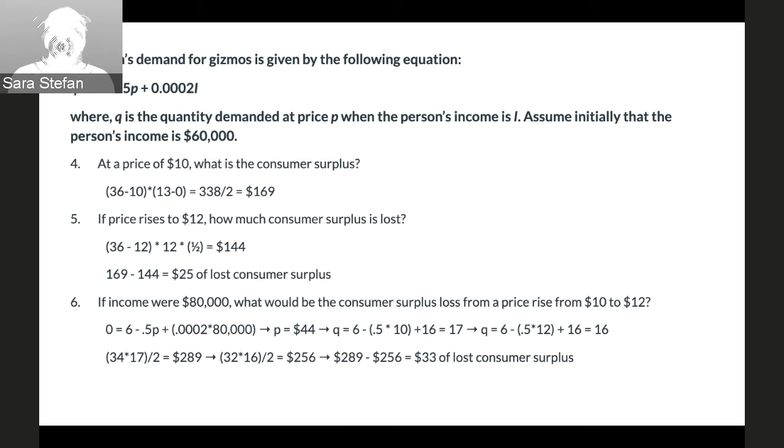So for question 4, it's asking at a price of 10, what is the consumer surplus? So you just plug the new numbers into the equation. You get 26 times 13, which equals 338. You divide that by 2, and that's 169.